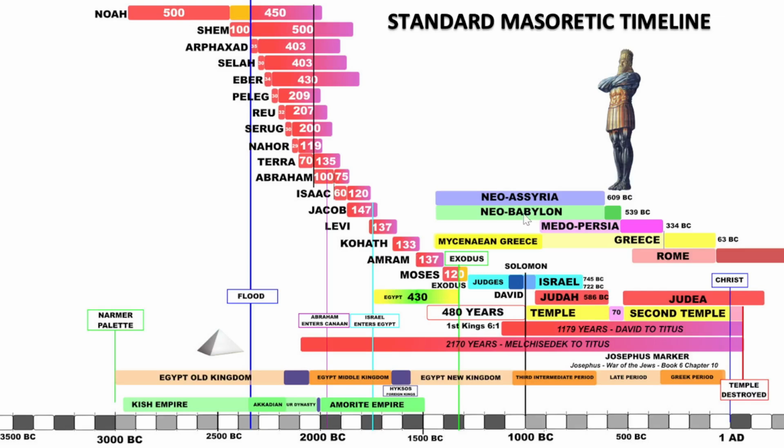All right, so this is the standard Masoretic timeline. And this is just, I don't really know how they came up with it. This is just, they have the temple being built in 1000 BC.